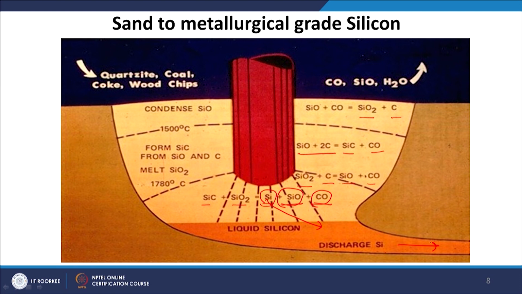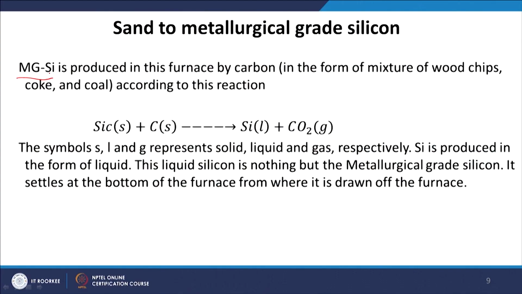Now, the other gaseous byproducts like silicon monoxide, carbon monoxide, and also some water vapor in this process, go from the top. So, this gaseous product is collected from the top, and from the bottom we get the liquid silicon. Now, we have a liquid silicon, you can call it metallurgical grade silicon. Metallurgical grade silicon, in brief we give the name MG silicon. So, MG stands for metallurgical grade silicon.